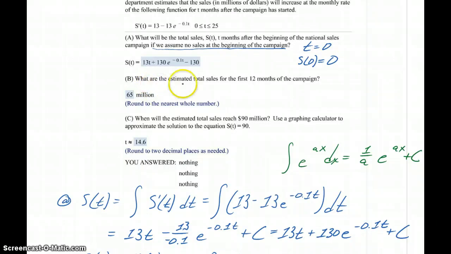So in part B, we're asked what are the estimated total sales for the first 12 months of the campaign. So this would just be taking our sales function and evaluating it at 12, which would give us about 65.16, or about 65, rounded to the nearest whole number. And then in part C, we're asked when will the estimated total sales reach $90 million? Use a graphing calculator to approximate the solution to the equation S of t equals 90.